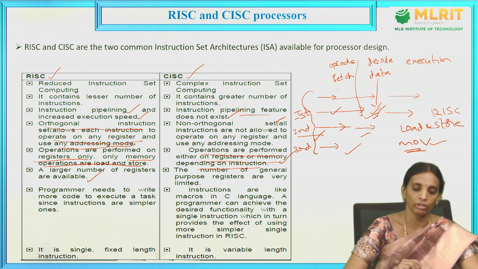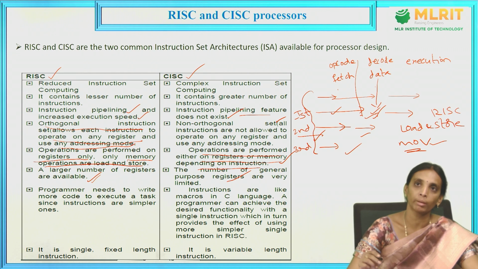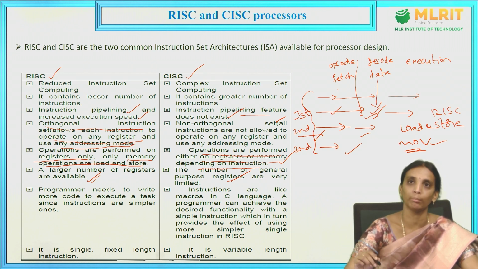So here in RISC, a large number of registers are available. As we have separate instructions for the registers, there is a possibility for a large number of registers. Here in CISC, the entire instruction set will be used for both registers and memory, so we can use the same registers or memory locations for storing the data. So here the number of registers is limited.